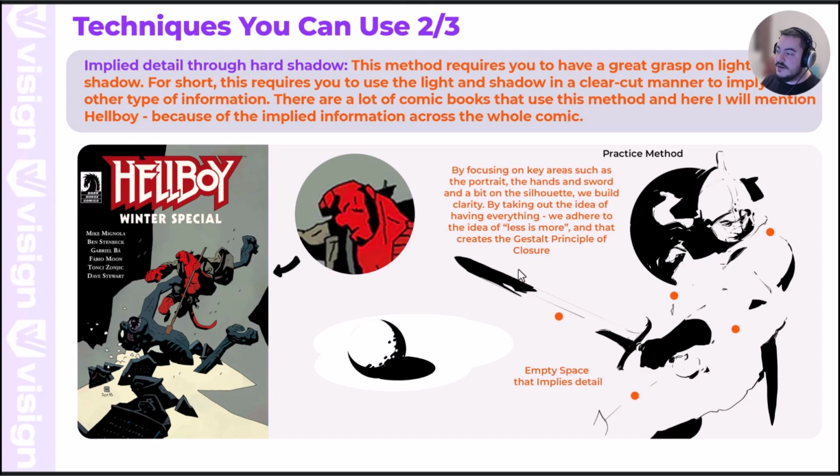And by focusing on key areas such as the portrait, the hands, and the sword in this example, we basically build clarity through silhouetting this character. We understand it has a helmet, we understand it has a scarf of sorts going on, we understand it has a shoulder pad because it's round here. We understand a lot of things going on, but we don't have to draw everything. I don't have to draw the chainmail, the leather, the armor parts and patches and so forth, but it's pretty readable and actually comes out quite well.